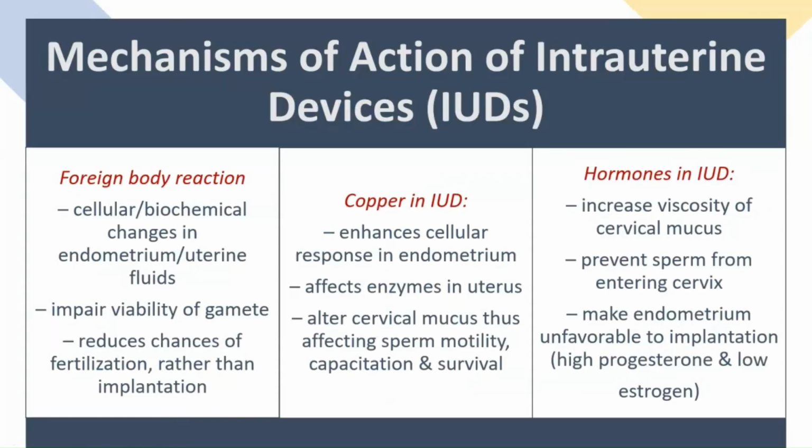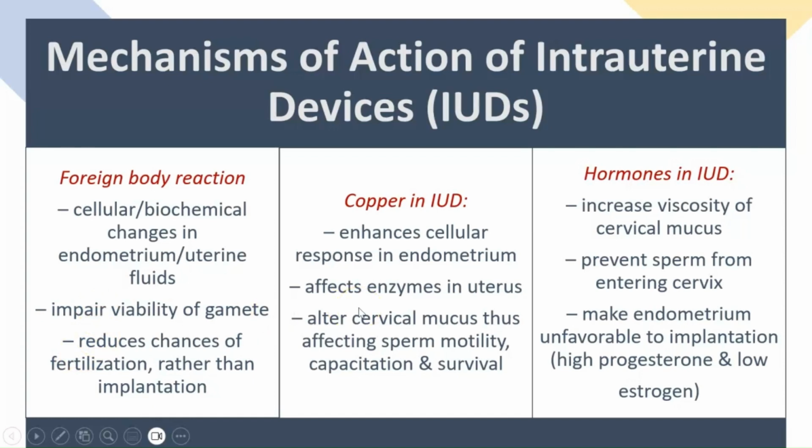So what is the mechanism of action of intrauterine devices? First is a foreign body reaction. There are cellular and biochemical changes in the endometrium and also changes in the uterine fluid. These changes impair the viability of the gamete and reduce the chances of fertilization rather than implantation. So this is important, it comes in your MCQ.